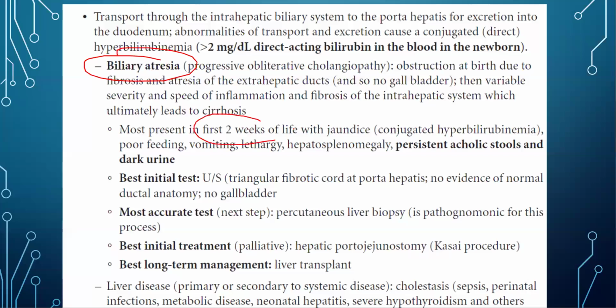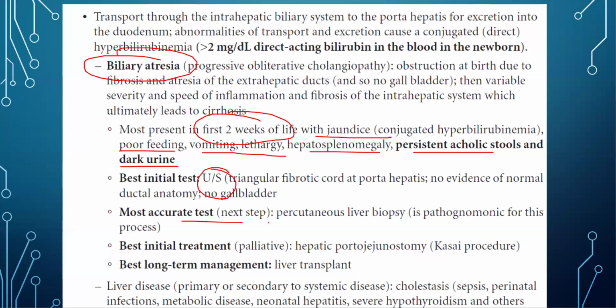Most of these patients present in the first 2 weeks of life with jaundice, poor feeding, vomiting, lethargy, hepatosplenomegaly, and dark urine with pale stool. So dark urine, pale stool is a very important finding for obstruction or something wrong in the biliary tract. So dark urine, pale stool, hepatosplenomegaly, and then there is progressive jaundice, that is biliary atresia. The way to diagnose this condition is ultrasound. So you'll have to do an ultrasound and that will be able to confirm the diagnosis.